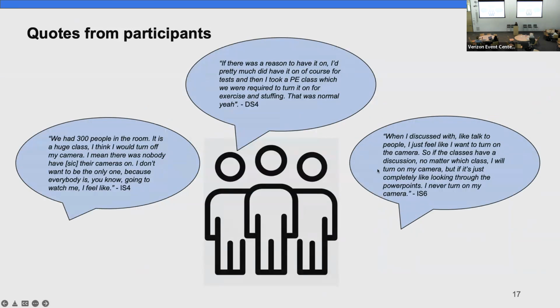to open cameras. And for international student 6, this student mentioned that if there is a discussion in class, he would open his camera. But if it's just completely looking through the PowerPoints, he never turns on his camera.